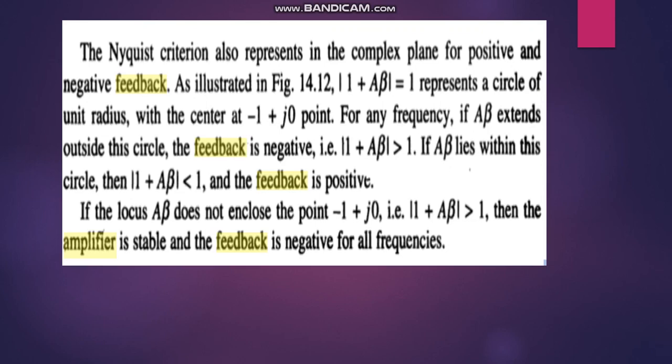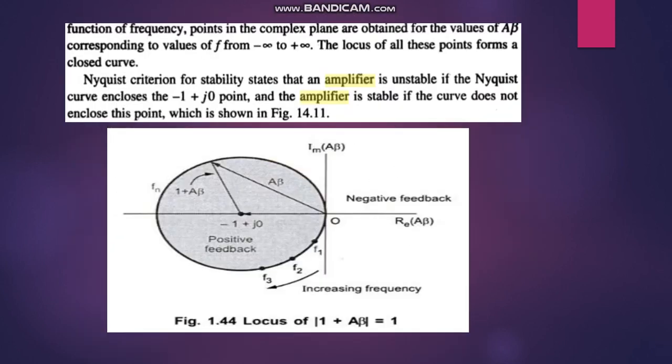represents a circle of unit radius with its center at the point minus 1 plus j naught. If A into beta extends outside the circle, the feedback is negative, that is, modulus of 1 plus A into beta is greater than 1. If A into beta lies within the circle, that is, modulus of 1 plus A into beta less than 1, the feedback is positive. You can understand from the diagram. The locus of all these points forms a closed curve.